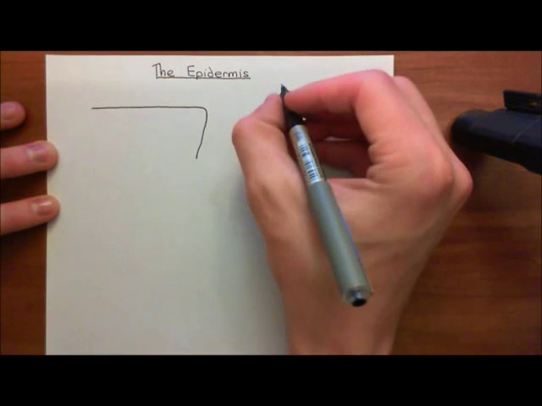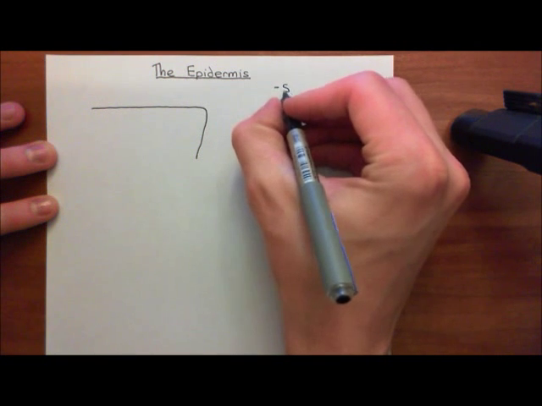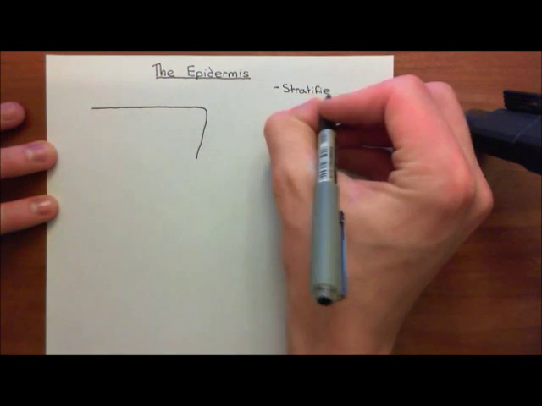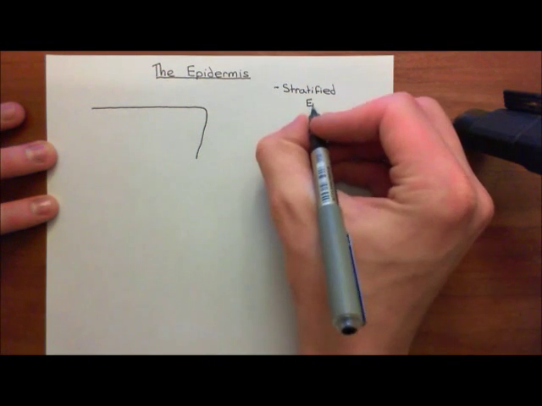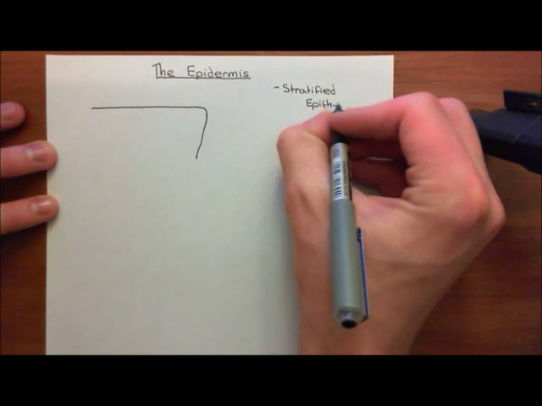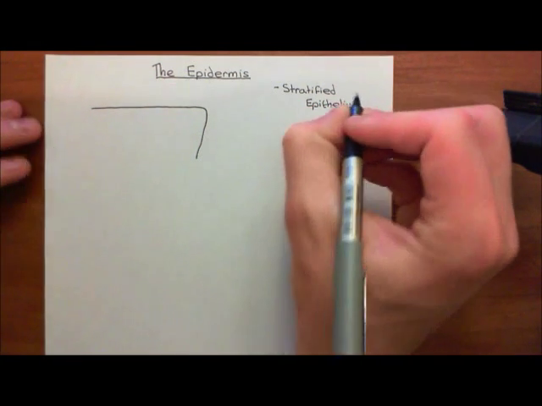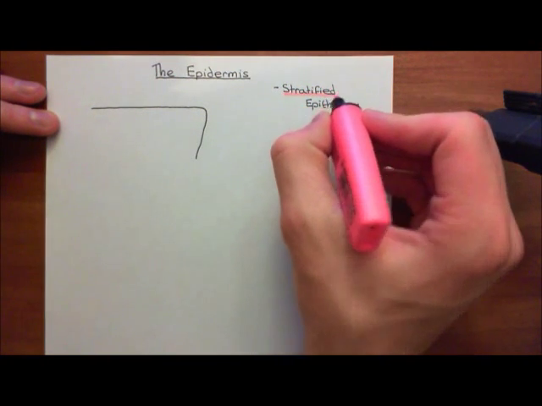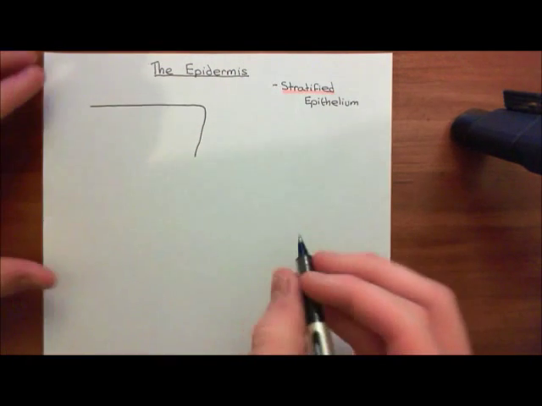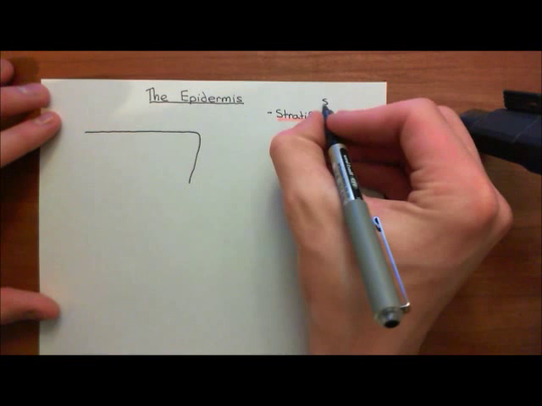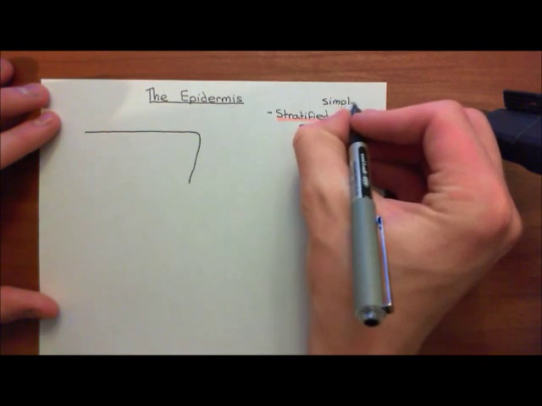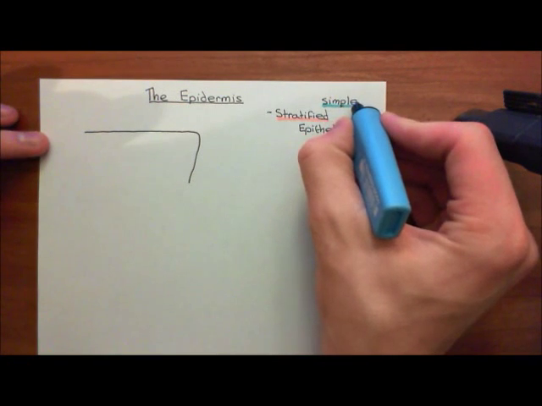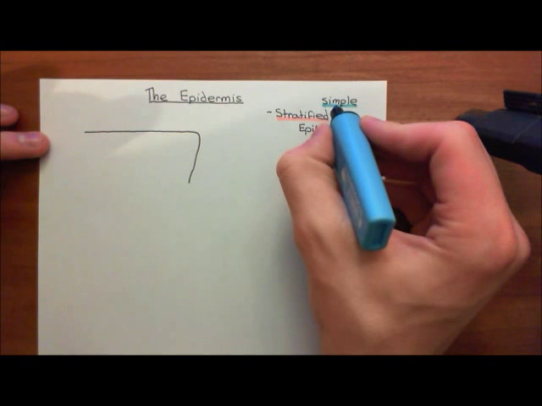The epidermis is what's known as a stratified epithelium. What this means is that it is multi-layered. Stratified means that it's not just one layer of cells. Let's contrast a stratified epithelium to a simple epithelium. A simple epithelium is an epithelium where you have one cell making up the entire layer of that epithelium.